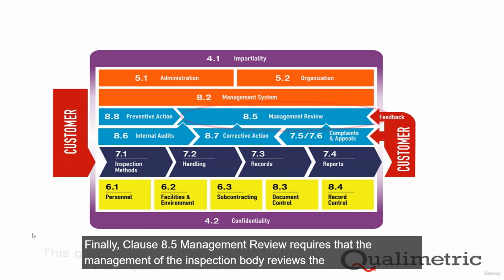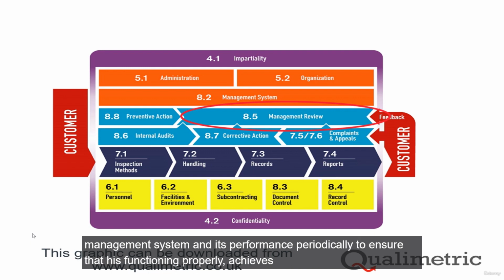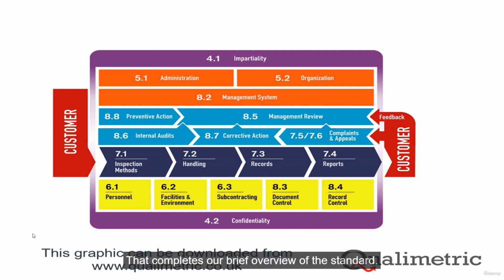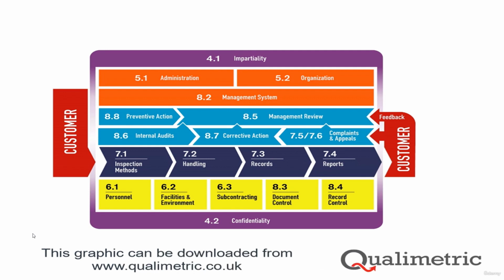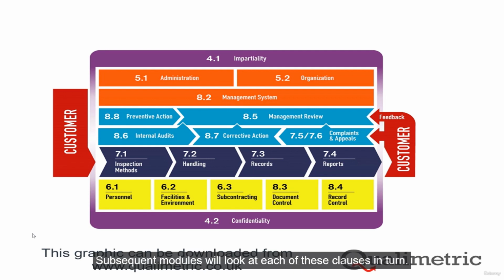Finally, clause 8.5, management review, requires that the management of the inspection body reviews the management system and its performance periodically to ensure that it is functioning properly, achieves its objectives and identifies actions to be addressed resulting from the review. This normally takes the form of a meeting which might be performed quarterly, 6 monthly, but at most annually, which addresses an agenda which meets the requirements specified in the standard. That completes our brief overview of the standard. Subsequent modules will look at each of these clauses in turn.